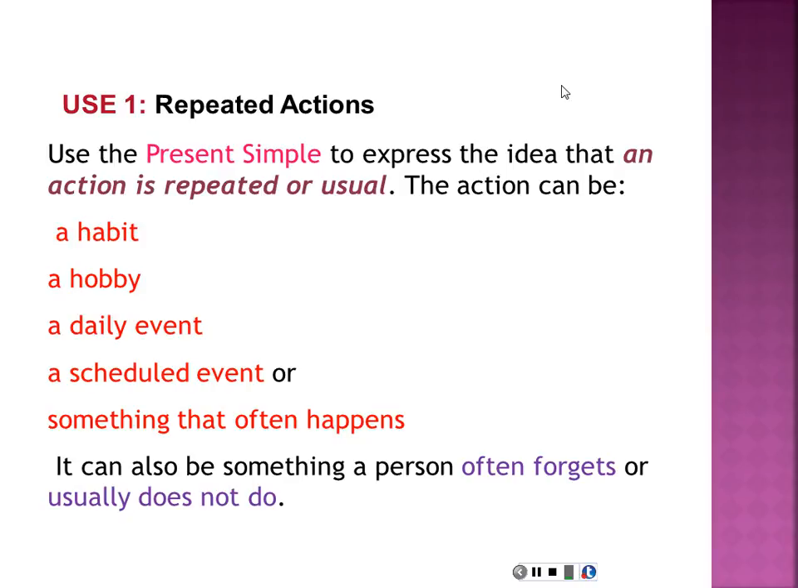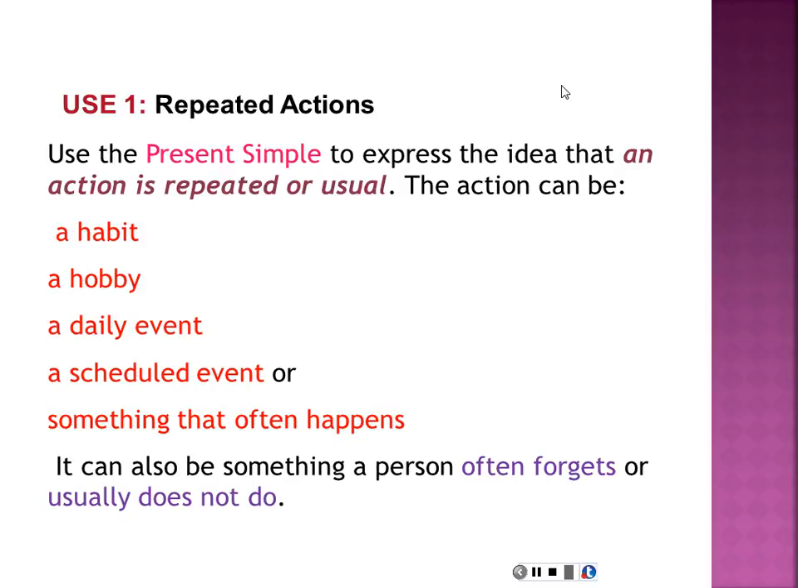So for example, the exam is on the 13th of January, for example. So الامتحان is on the 13th of January. امتحان يوم 13 من شهر يناير. So this is a scheduled event. مجدول محدد بتاريخ معين. So we call it a scheduled event.